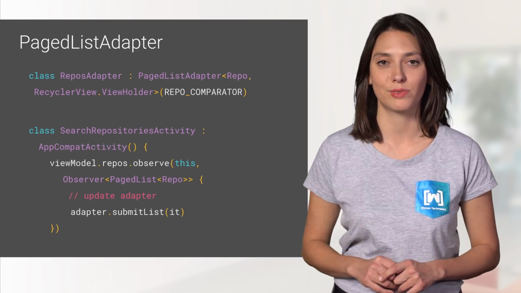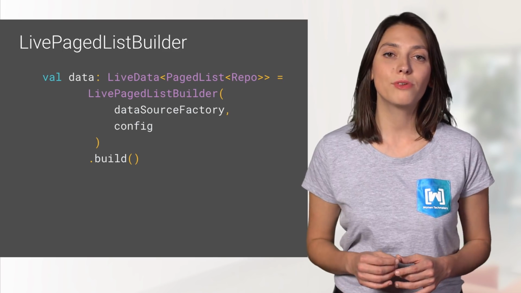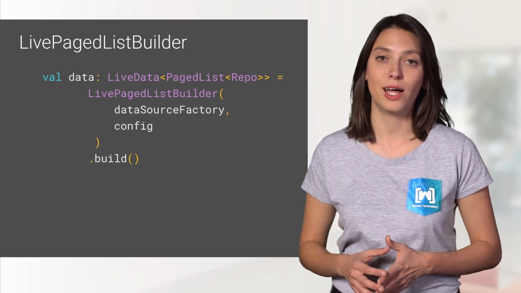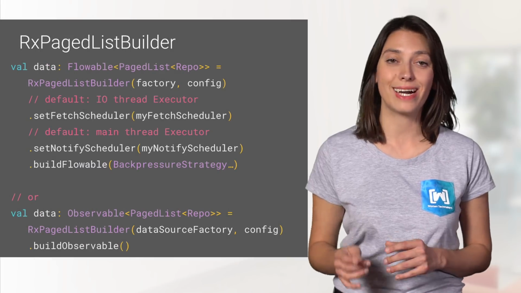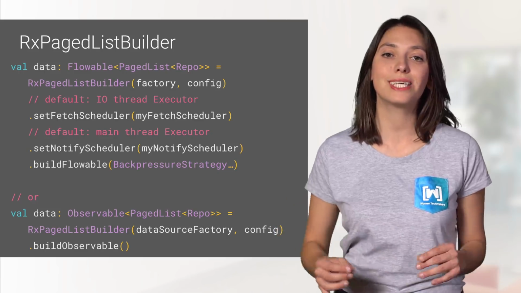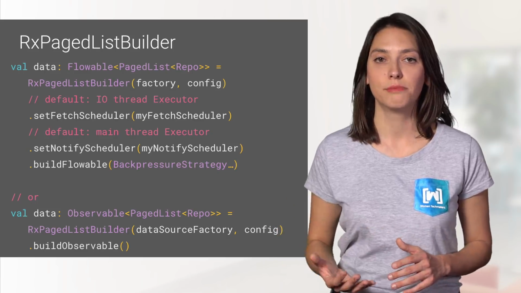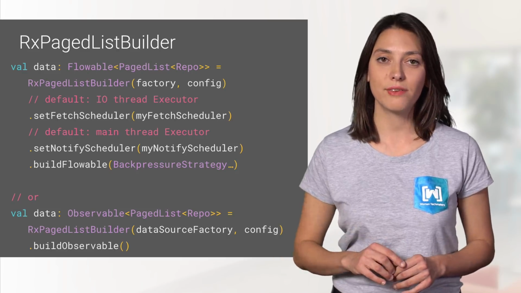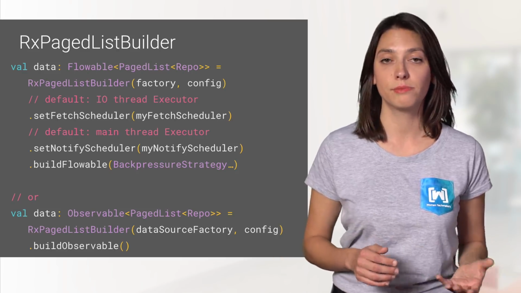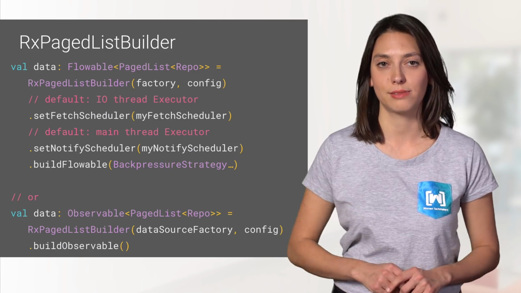The page list adapter is notified when pages are loaded, and it uses DiffUtil to compute fine-grained updates as new data is received. The paging library provides the live page list builder class for getting a live data object of type page list. To create a live page list builder, pass in the data source factory object and a paging configuration. If you prefer working with RxJava instead of live data, then just use the Rx page list builder. It's constructed similarly to live page list builder, but instead of a live data object, it will return an observable or flowable, depending on what you need.